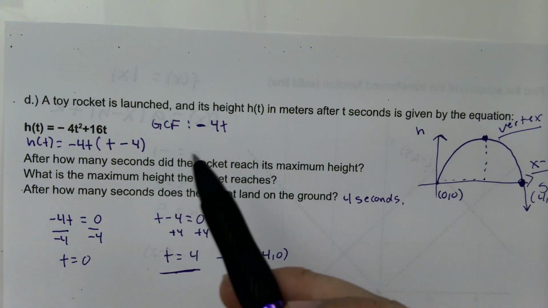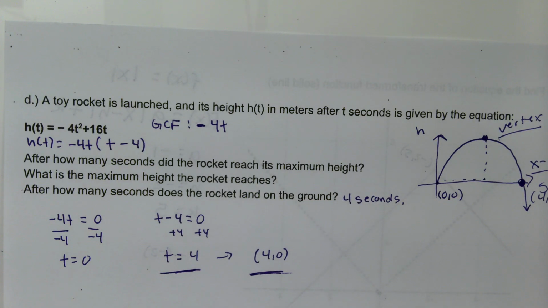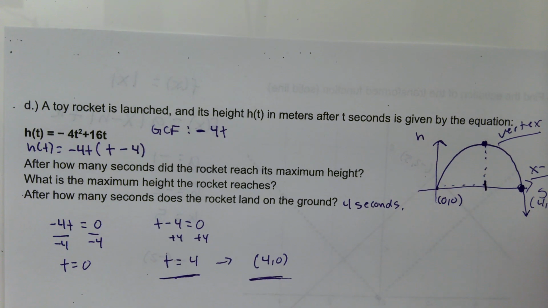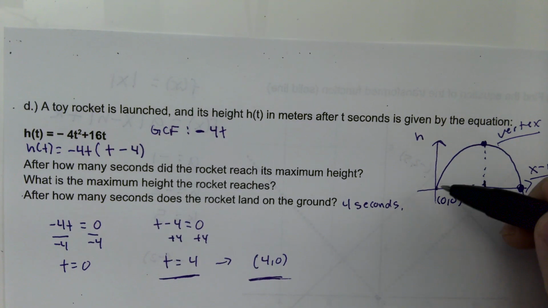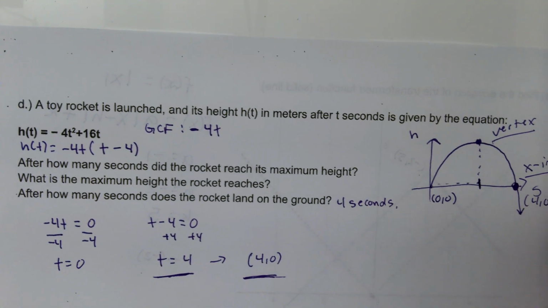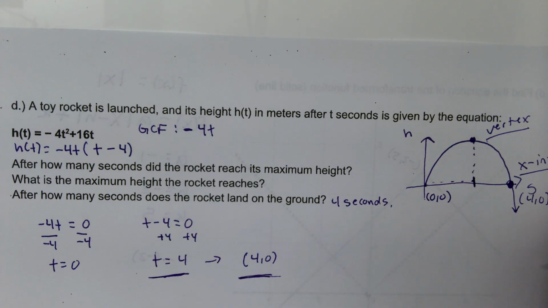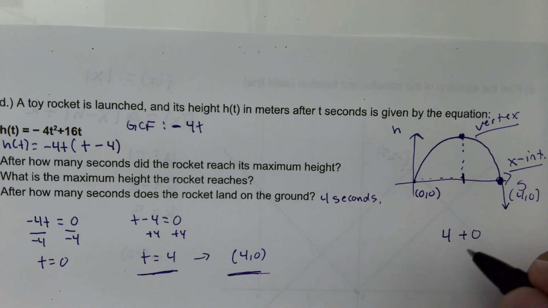After how many seconds did the rocket reach its max height? I have to solve here. What is this value? The vertex always happens in the middle of both x-intercepts. So what's in between 0 and 4? 2.